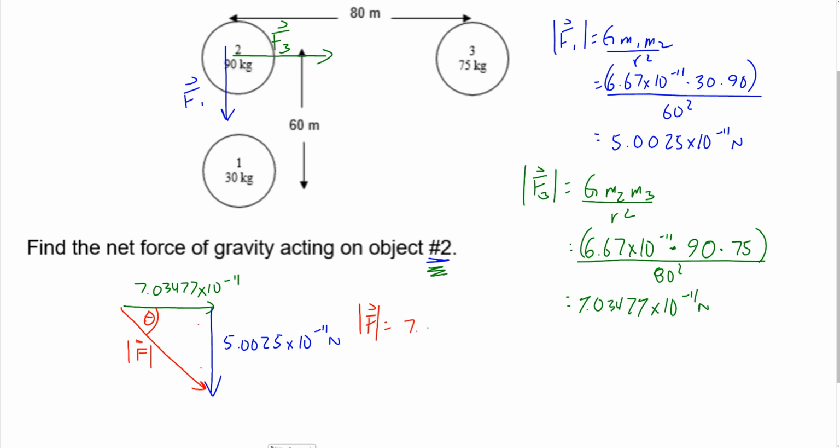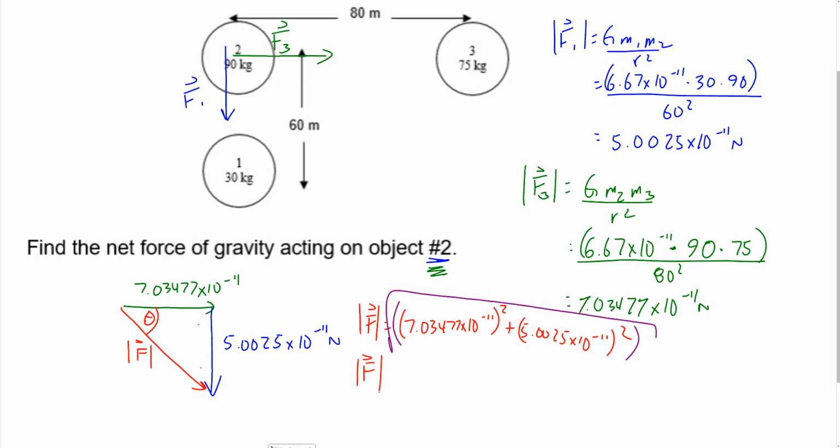We're going to say 7.03477 times 10 to the minus 11 squared plus 5.0025 times 10 to the minus 11 squared. Let's put another set of brackets around that when we do our square root. When we calculate that value, make sure that you can get this on your calculator. I get 8.6 to 2 digits. I get 8.6 times 10 to the negative 11 newtons.